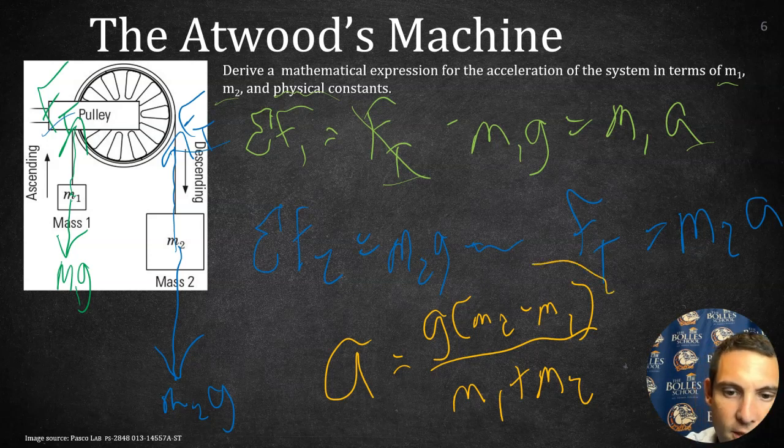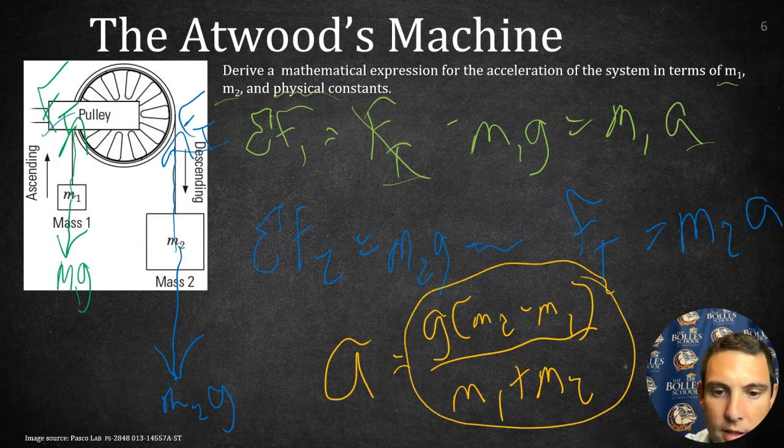Here's my acceleration solved. Let's check to make sure I'm in the right terms: m1, m2, and g. G is a physical constant. So now there's my answer. I'm done. If I were then asked to derive an expression for tension, I can take this acceleration and plug it into any one of these equations and then solve for tension.